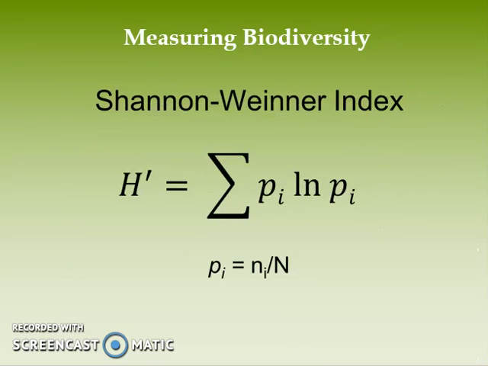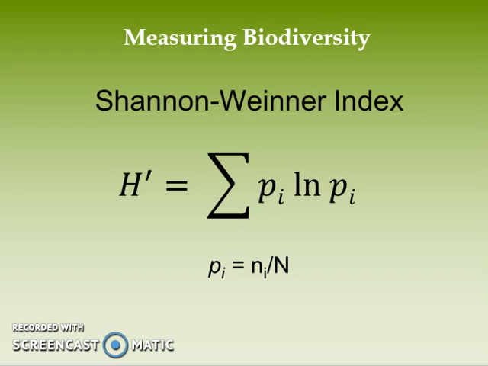Okay, this is the Shannon-Weiner Index. It's a very complicated formula. For this reason, you will never see it on the AP exam, because you can't use a calculator. It's the sum of P sub i times the natural log of P sub i. P sub i is n sub i divided by capital N. The lowercase n sub i is the number of individuals within that species. So if there were 6 squirrels, that would be the 6. And capital N is the total number of organisms you counted in the area.